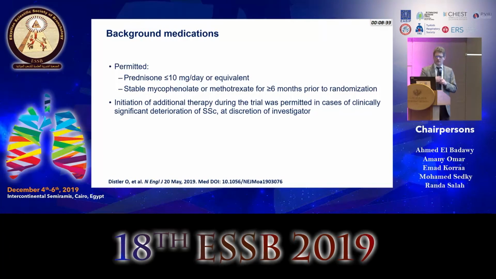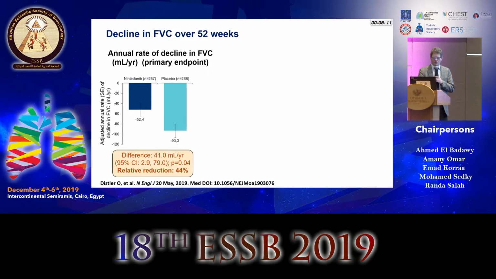And what does it show? First, the patients here were allowed to continue their immunosuppressive therapy with prednisolone and mycophenolate or methotrexate, and if they deteriorated, they could get other therapy for this disease also. And what we see is that the rate of decrease of vital capacity was about the same as we saw in other patients with fibrosing lung disease. Surprise.